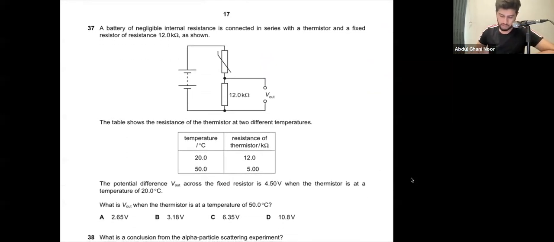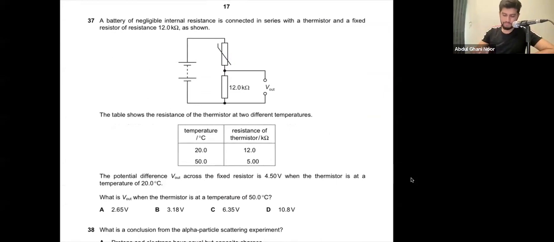Thirty-seven says a battery of negligible internal resistance is connected in series with a thermistor and a fixed resistor of resistance 12 kilo ohms. The table shows the resistance of the thermistor at two different temperatures.